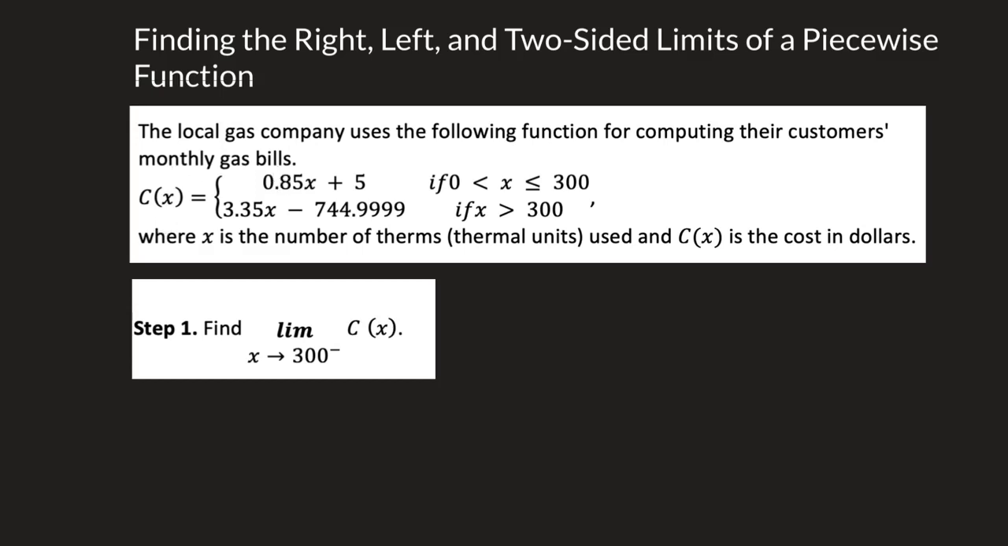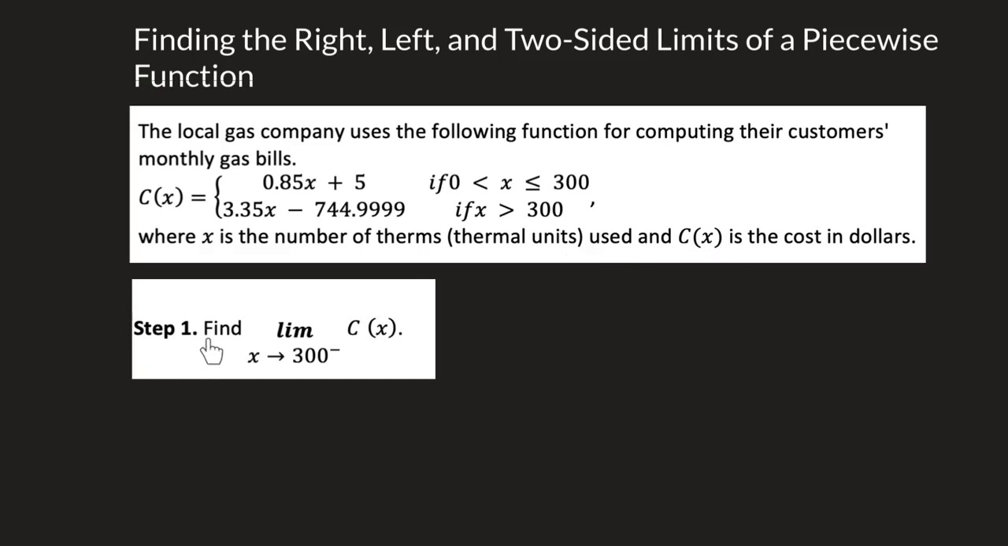C of x equals 0.85x plus 5 if 0 is less than x is less than or equal to 300, or 3.35x minus 744.999 if x is greater than 300, where x stands for the number of therms, that's thermal units, used, and C of x is the cost in dollars.